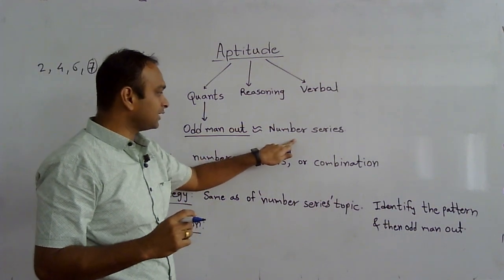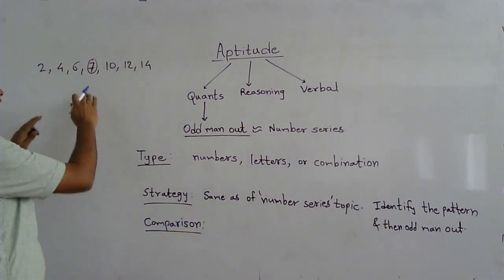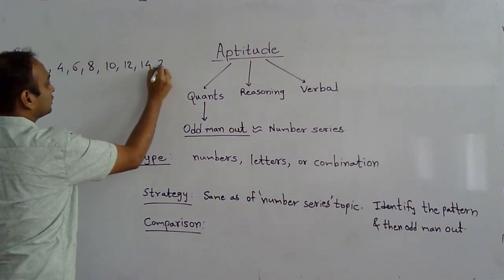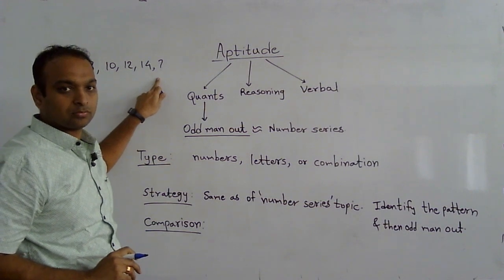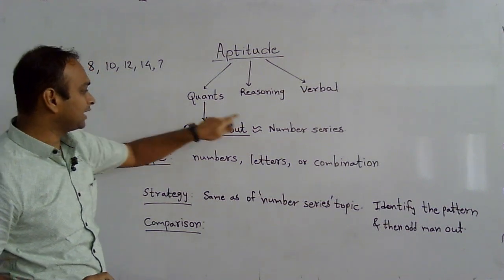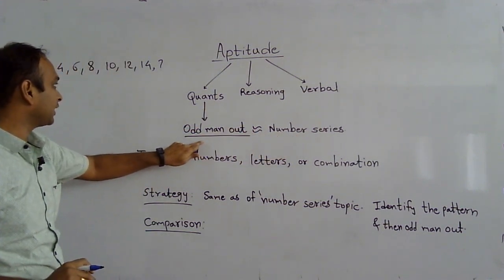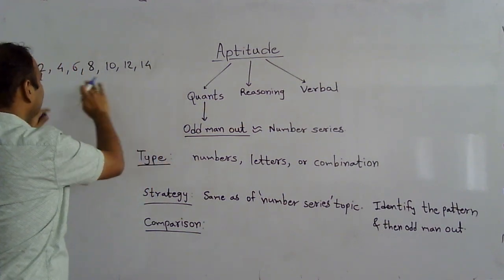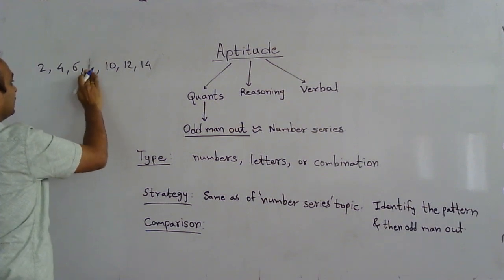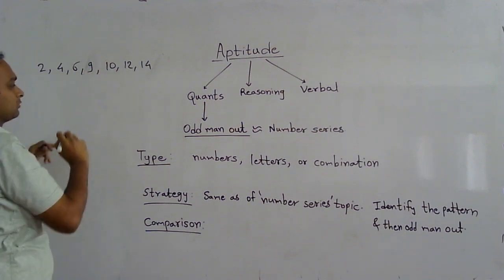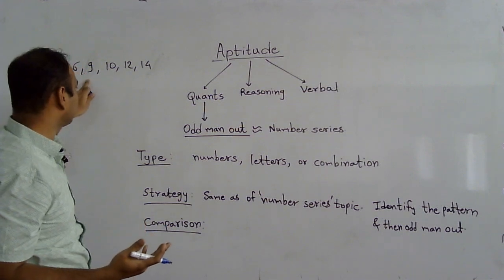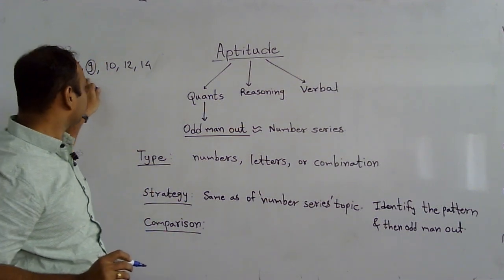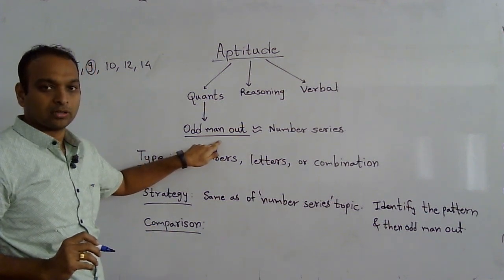In a number series problem, maybe some terms are given and we have to find the last term of that series. But in odd man out, we don't have to find the next term. In the series itself, one of the terms will be given in a wrong way, maybe 7, 9 or any other number, and we have to identify which one is the wrong term, the odd term.